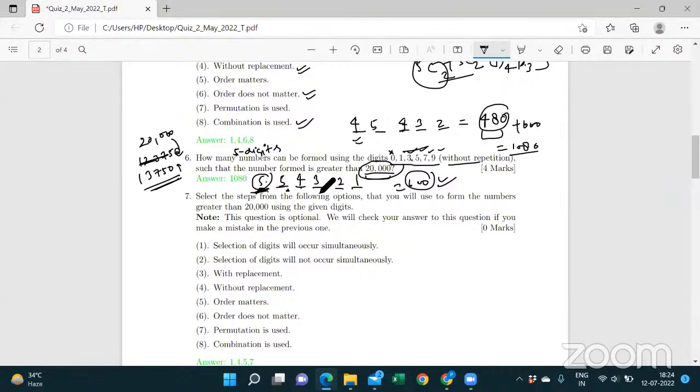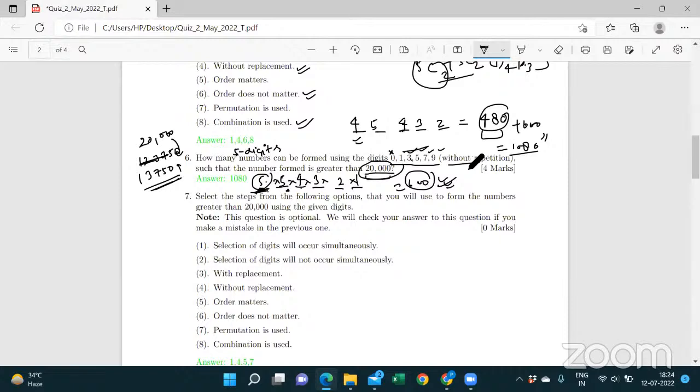For the fourth place we have 3 digits. For the fifth place we have the remaining 2 digits, and at the last we will have only 1. So if you multiply these, you will get 600. Adding this 480, you will get the correct answer as 1080. Is that clear? Yes, okay.